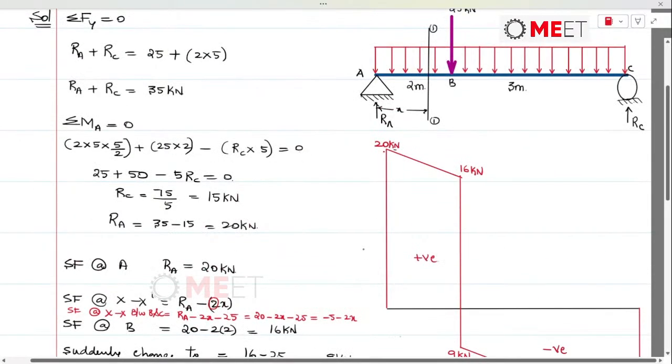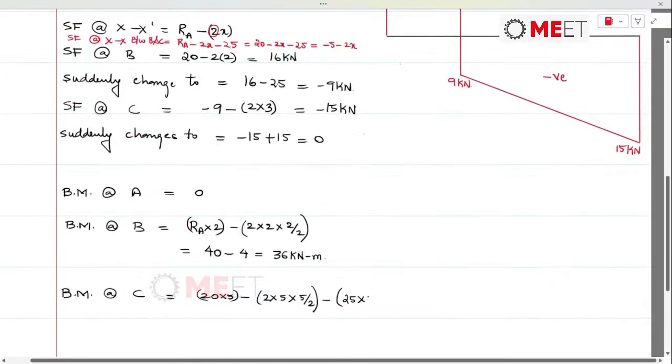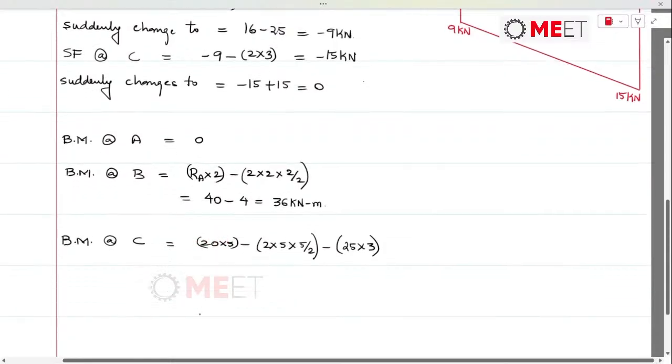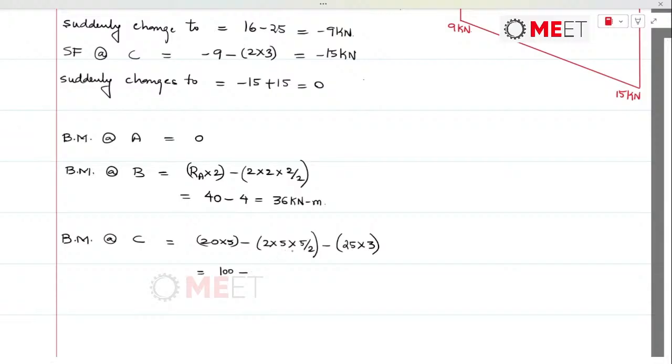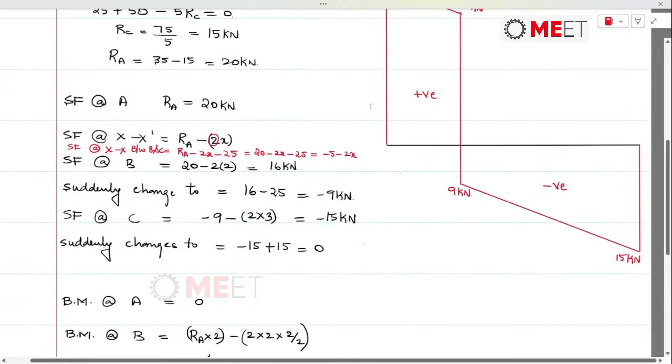It is at a distance of 3 meters. So 25 into 3. So let's check the calculation. So 20 into 5 is 100 minus 2 into 5 is 10, 10 into 2.5, sorry, it's 25. 10 into 2.5 is 25, minus 25 into 3 is 75. So this is equal to 0. So bending moment at point C will be 0.